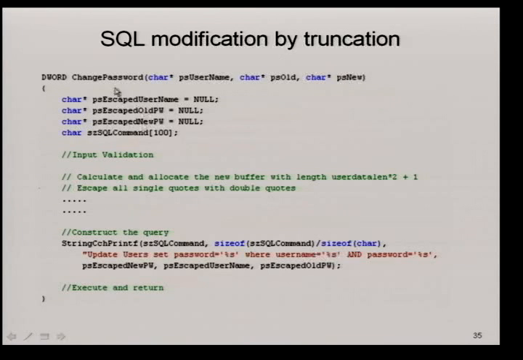So I have the same code, but in C here. DWORD ChangePass, I have the same functionality here, change password, which takes 3 arguments: username, old password, new password. And I have 3 TCHAR star pointers here. Let's say I'm calculating the buffer length properly. So if the length of the passed in parameters is n, let's say I'm allocating 2n plus 1. I have StringCchPrintf, which is the safe version of sprintf. This guarantees that you don't have any buffer overruns.